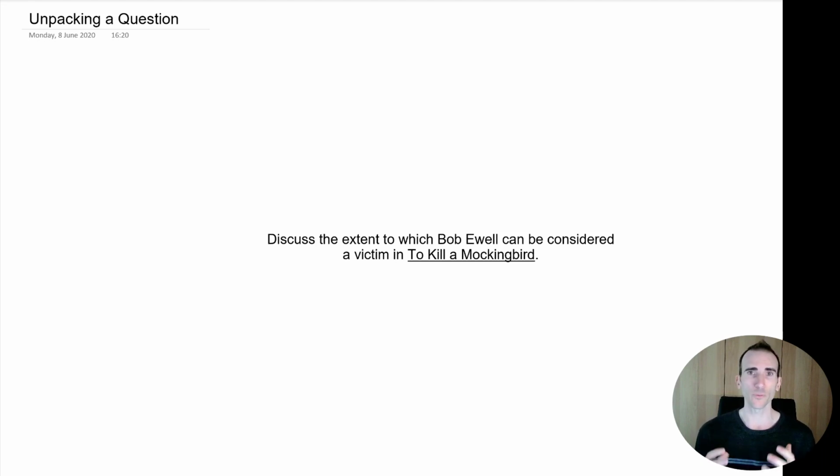I didn't want to do it for one of the questions that I'm actually giving you, so I've got this question instead. Discuss the extent to which Bob Ewell can be considered a victim in To Kill a Mockingbird. It's similar to the sorts of questions I give you.